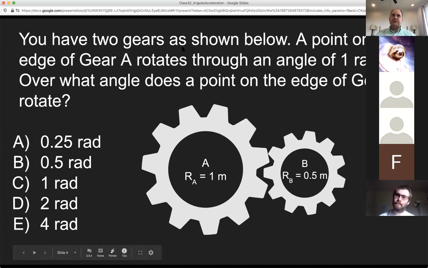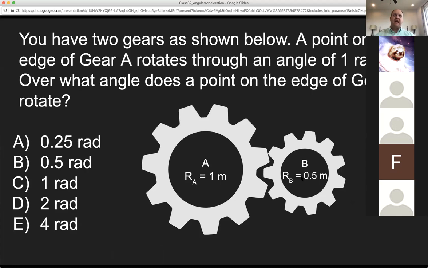Same two gears. Now we're going to have a point on the edge of gear A that rotates through an angle of 1 radian. Over what angle does a point on the edge of gear B rotate?